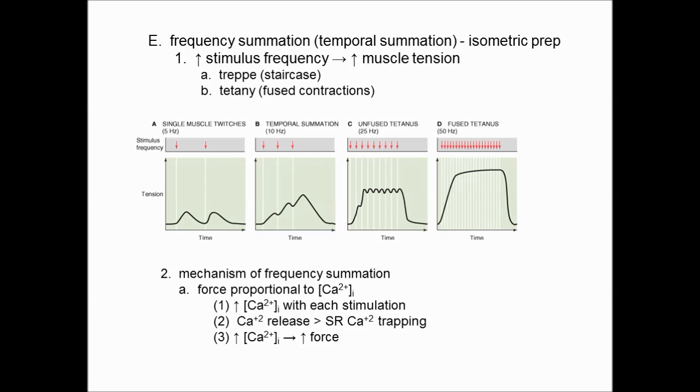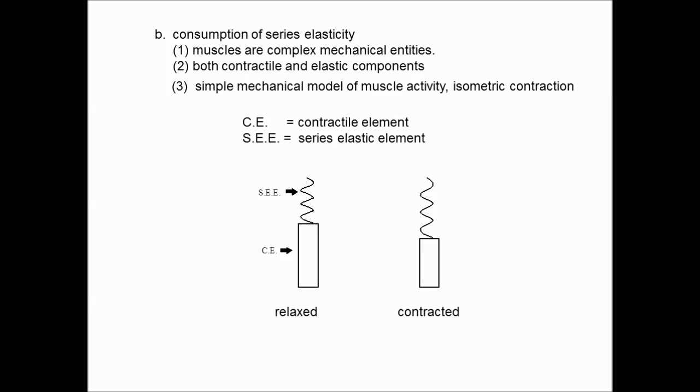because we can prove in many cases that all the troponin is coupled to calcium, all troponin C, with very, very low calcium, and the additional calcium is not having any effect. So this is part of the story, but just as important is a second mechanism that's responsible for this temporal summation. And it's a lot harder to understand. It's called consumption of series elasticity.